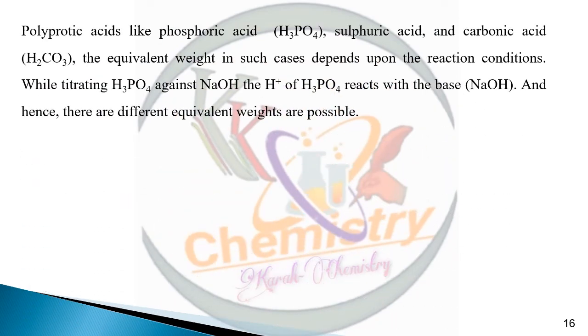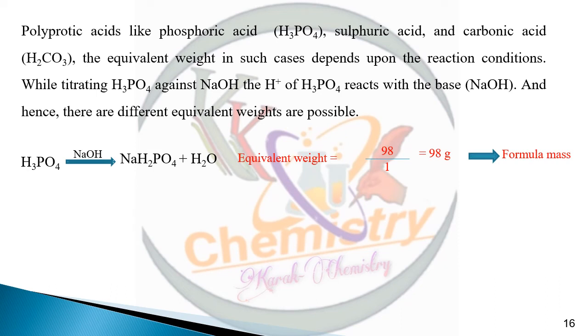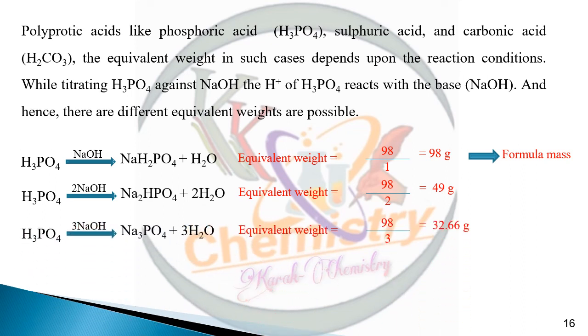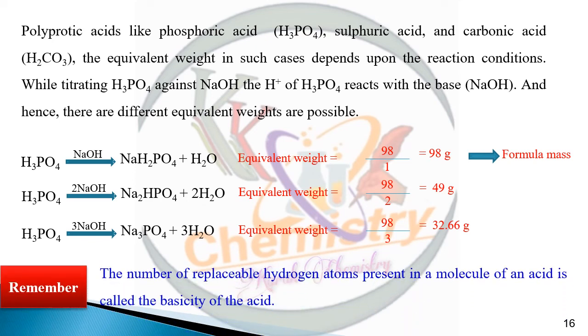While for polyprotic acids like phosphoric acid, sulfuric acid and carbonic acid, the equivalent weight depends upon the reaction conditions. Here we have NaOH reacting with H3PO4. If 1 proton is replaced, the equivalent weight will be 98. If 2 protons are replaced, the equivalent weight will be 49. If 3 protons are replaced, the equivalent weight will be 32.66. Remember, by basicity of an acid we mean the number of replaceable hydrogen atoms present in a molecule.